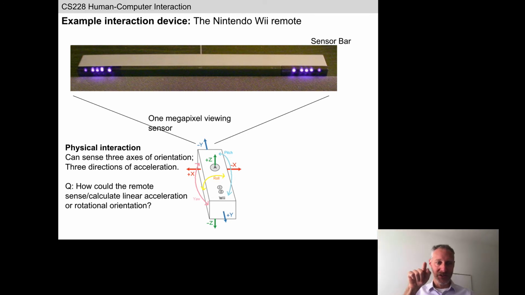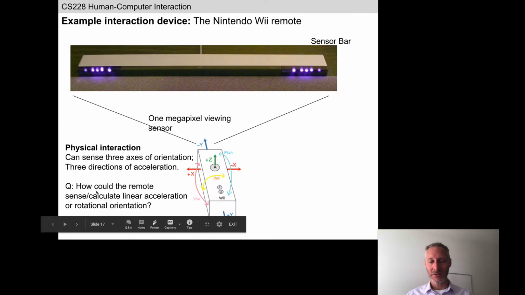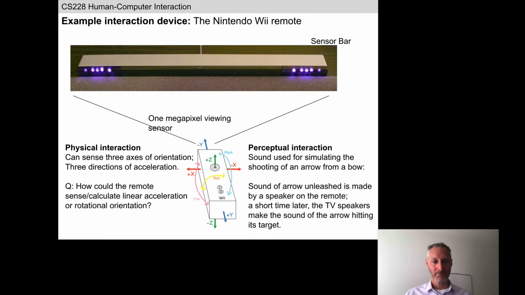Perceptual interaction, which is the device interacting with the sensor bar at a distance. The user is maybe observing the remote itself or observing the screen and the sensor bar. How do we take all those and pull together the physical interaction and the perceptual interaction to create a satisfying conceptual interaction for the user? They feel that they're inside the game.